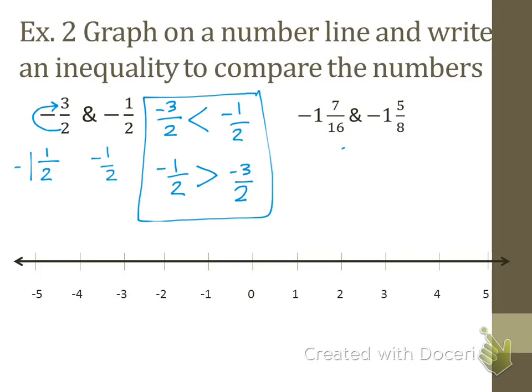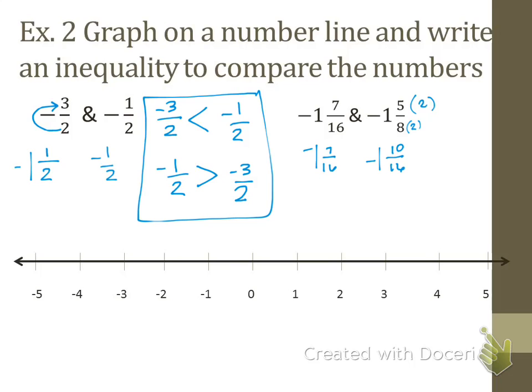What is a good common denominator of 16 and 8? Zachary? 16. So I'm not going to touch the first fraction. It's fine. But the second fraction, Jarrett, what would I need to multiply by? 2. Whatever I do to the bottom, I have to do to the top. And I don't worry about the whole number. It's fine just like it is. So now I have -1 and 7/16. And I have -1 and 10 over 16.